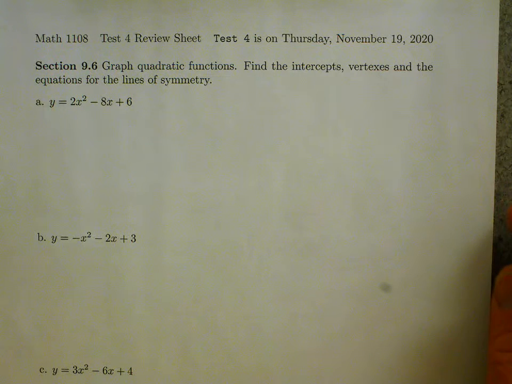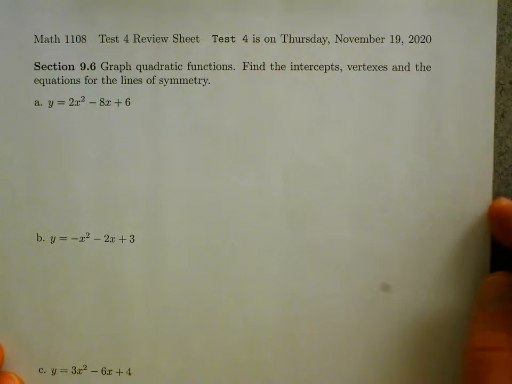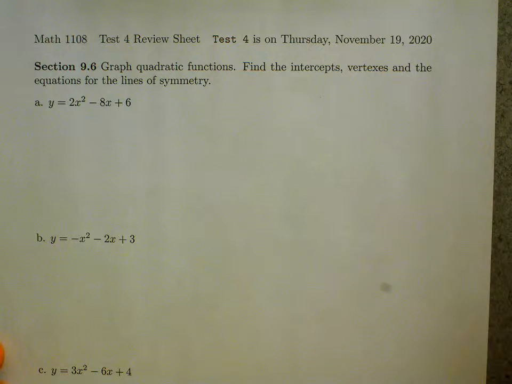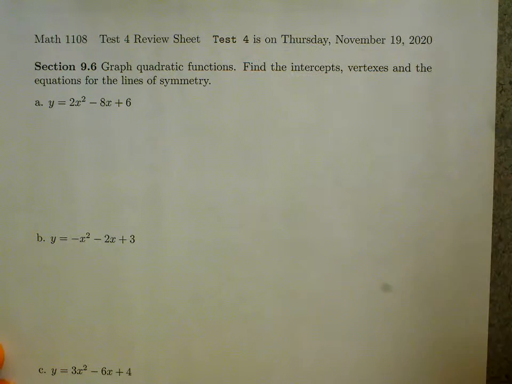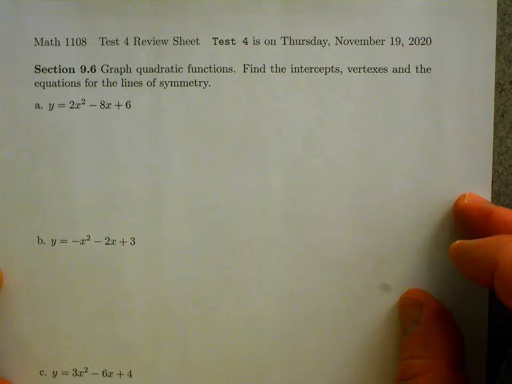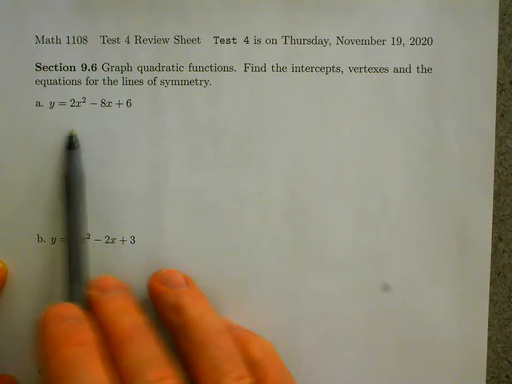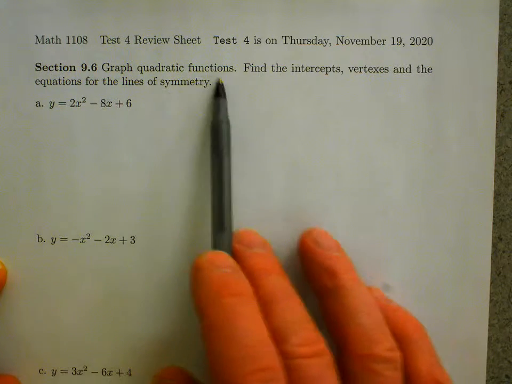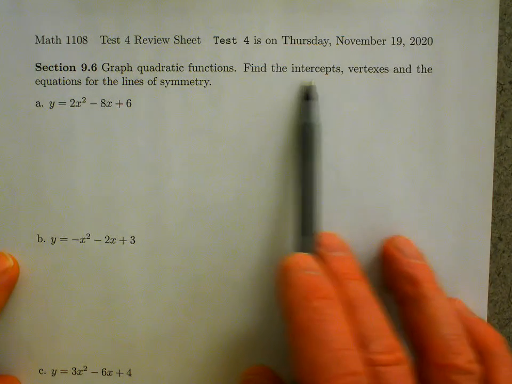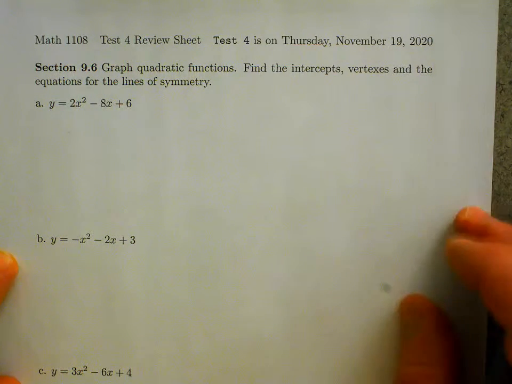So we probably don't have enough time to do every single problem. So I'll leapfrog. We'll do a couple from each, and then if there's more time, we can come back. So in this one, y equals 2x squared minus 8x plus 6. Graph the quadratic functions, find the intercepts, the vertexes, and the equations for the lines of symmetry.